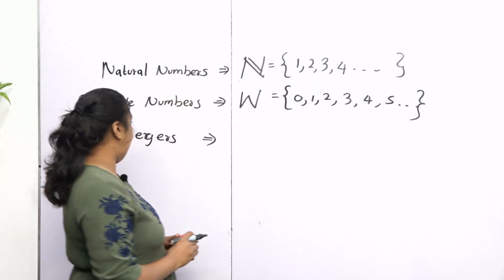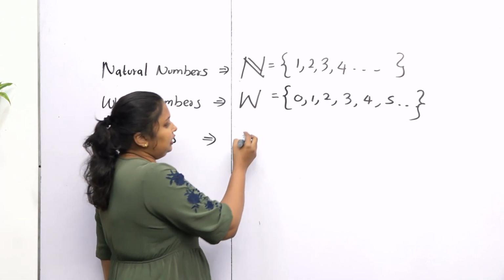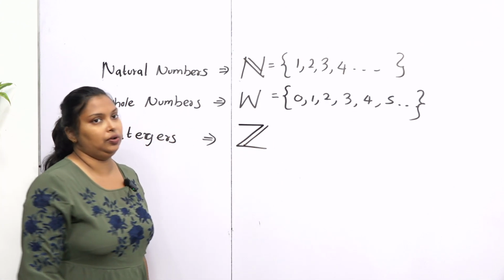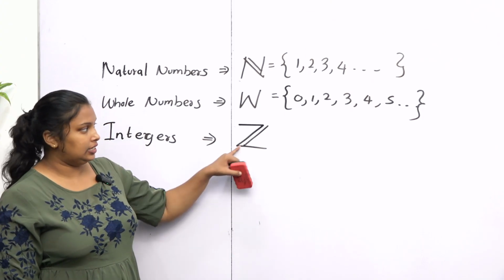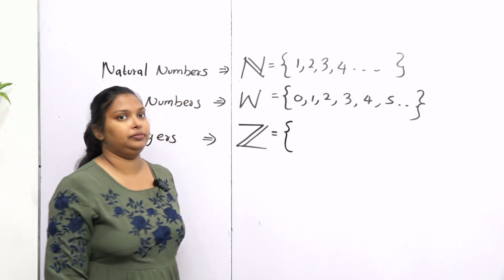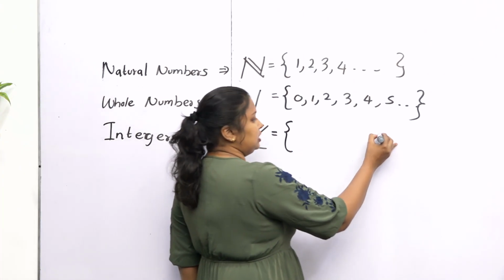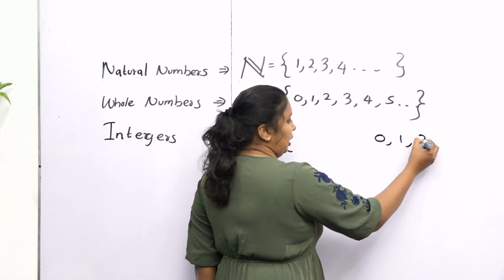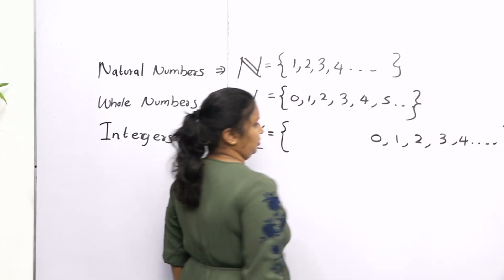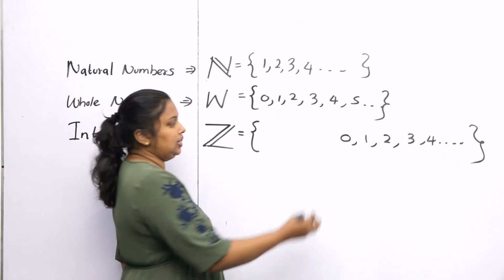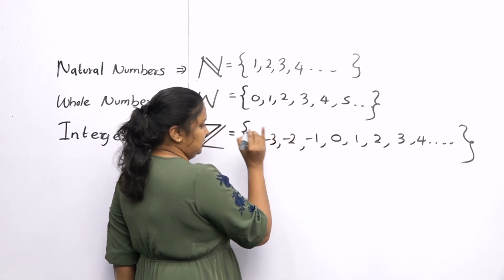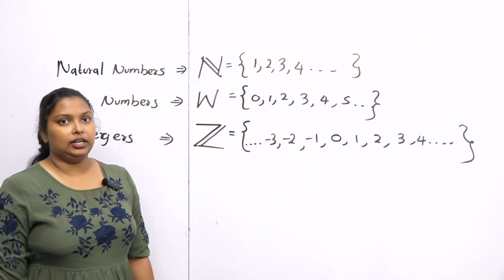Then the integer set. Integer set we represent using Z. Okay, this is the way to write the integer set. What are integers? Now you have 0, plus 1, plus 2, plus 3, plus 4, like this. And on this side you have the negative numbers: minus 1, minus 2, minus 3, like this. We have the negative numbers. Clear?